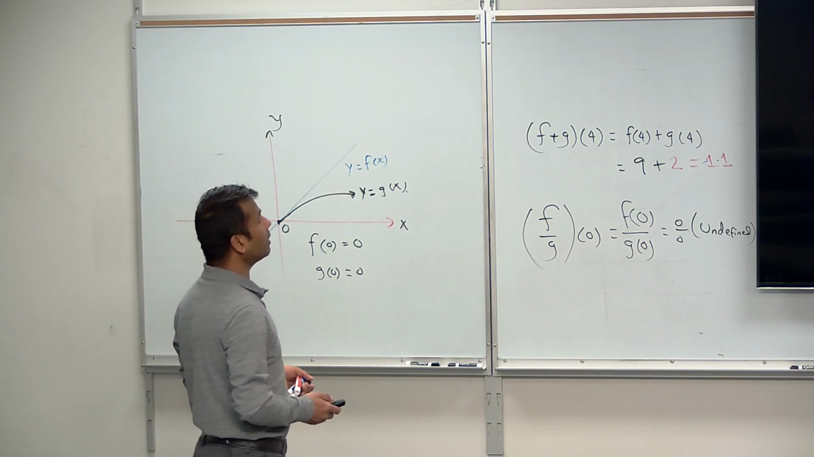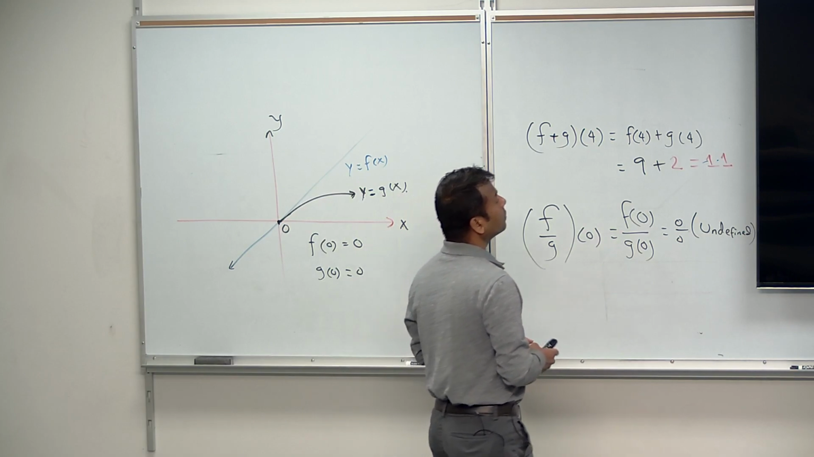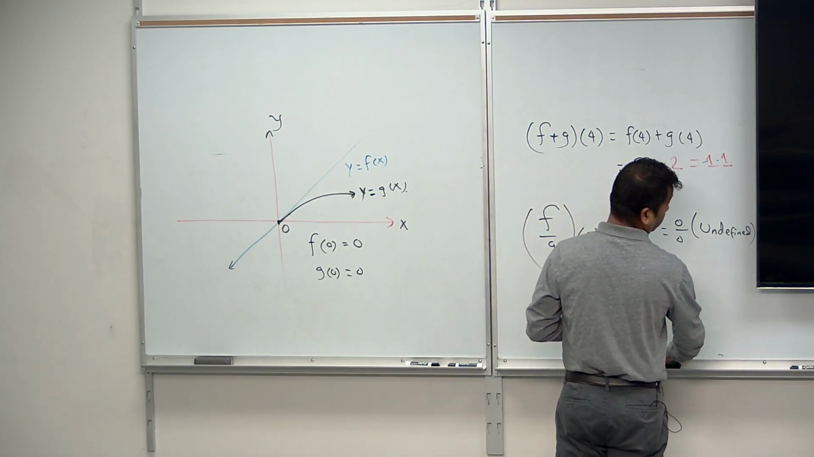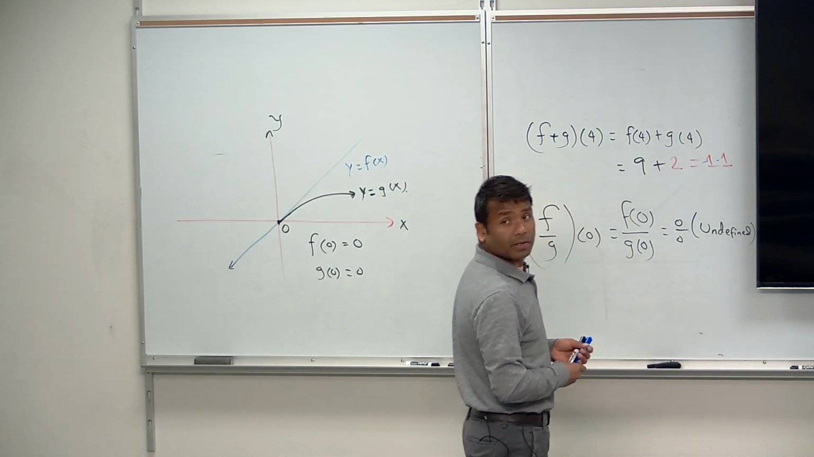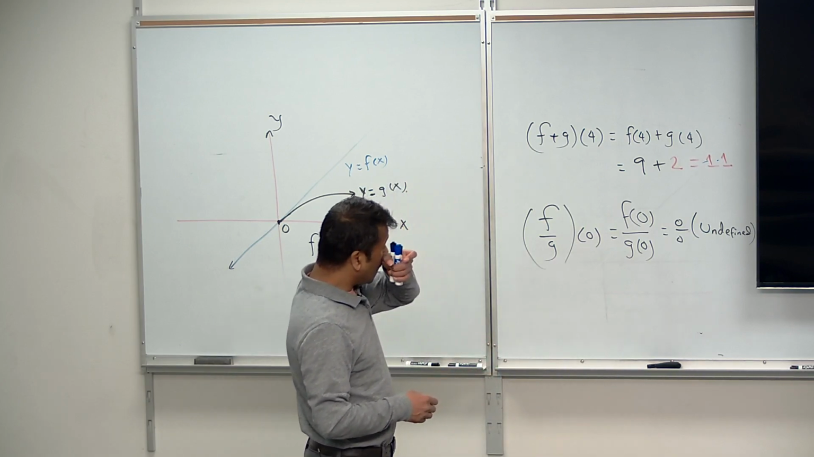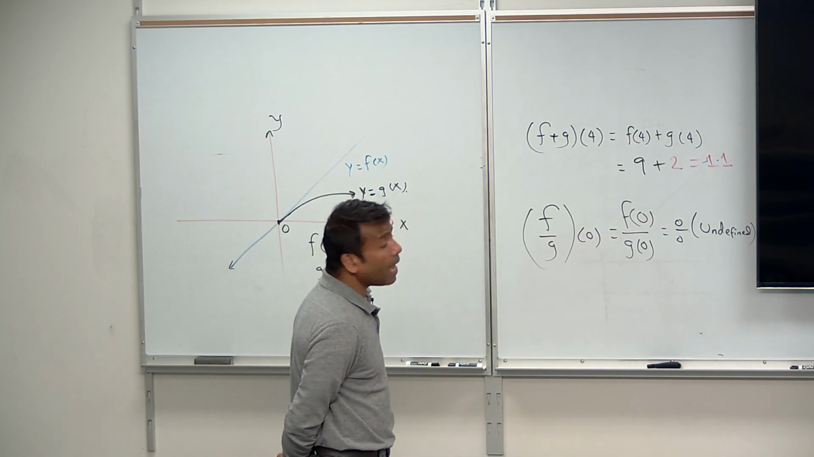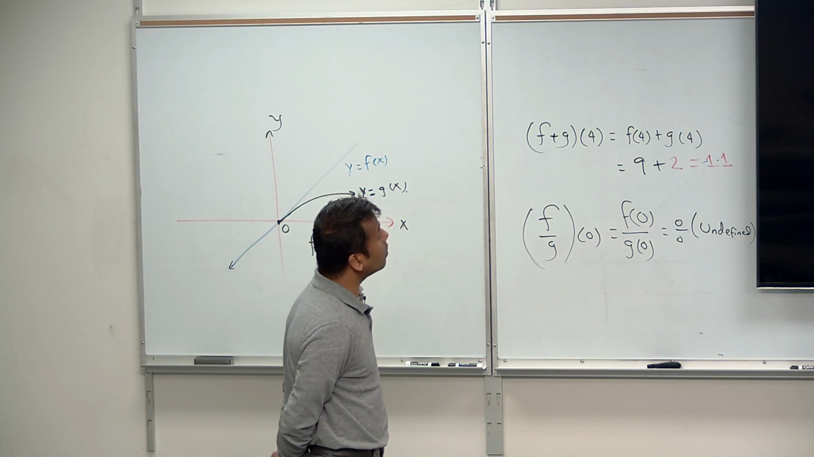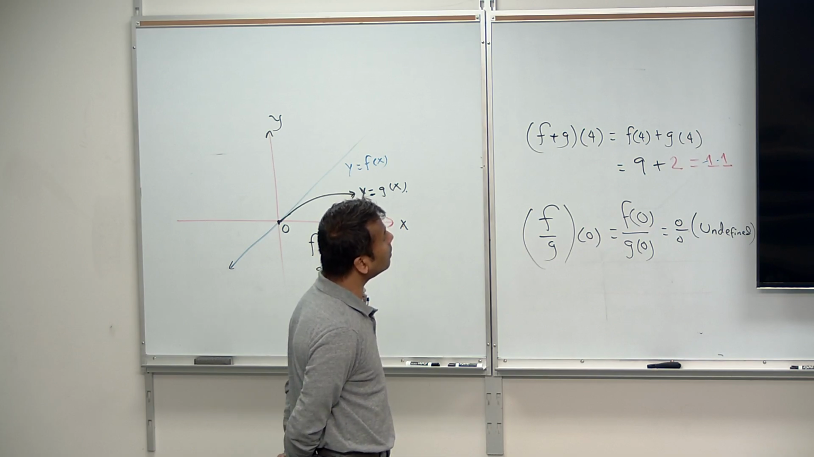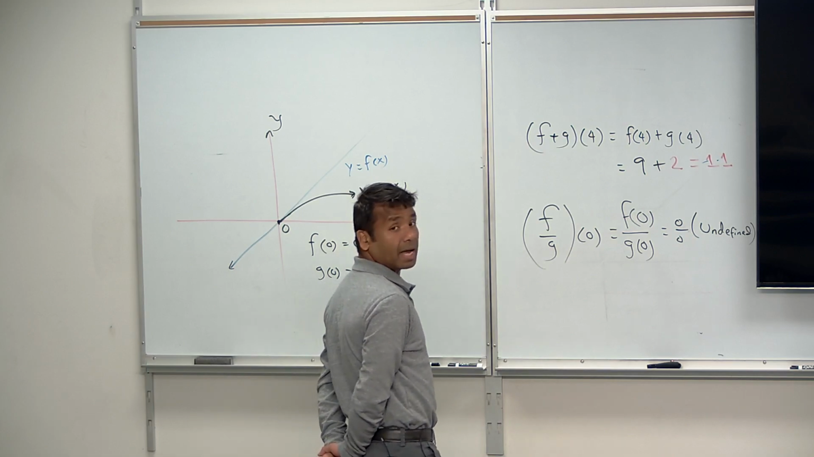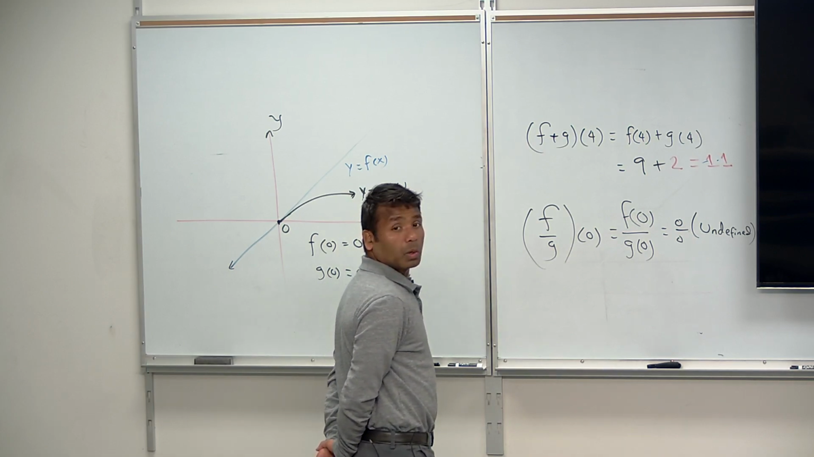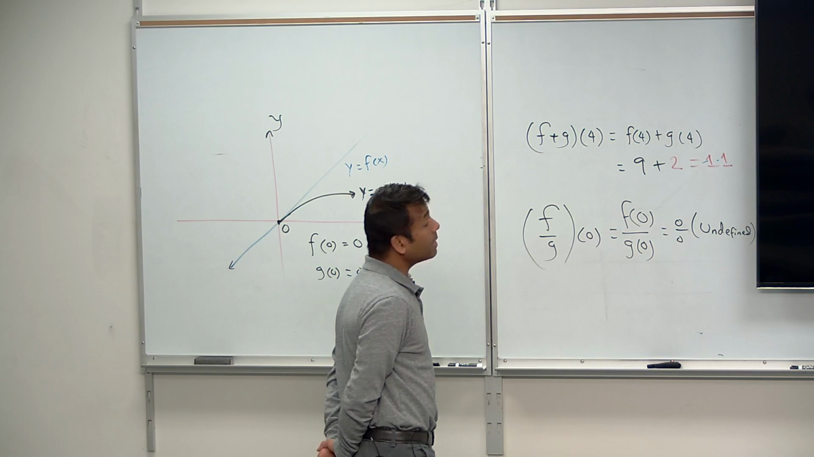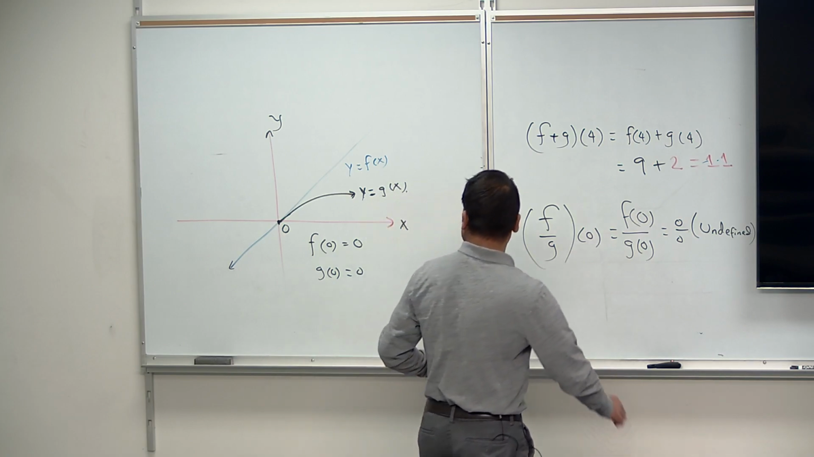Now look at the table. If you look at the table, you need to find out f plus g of 4, right? Which is f of 4 plus g of 4. Are you with me, guys? You look at the slides, okay? So if you look at the slides, so let me.